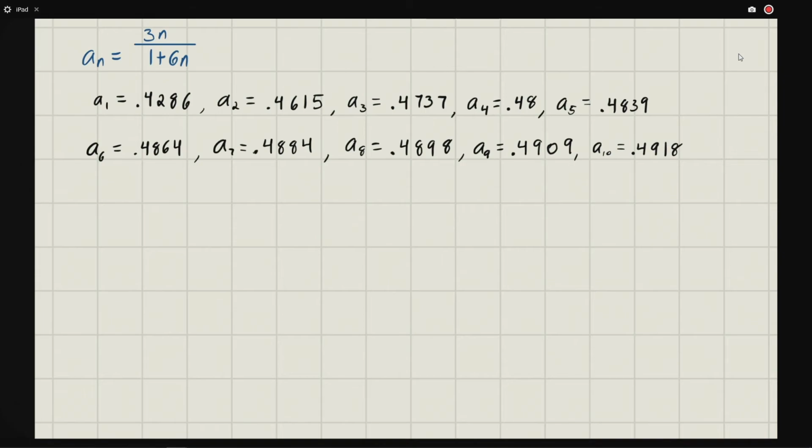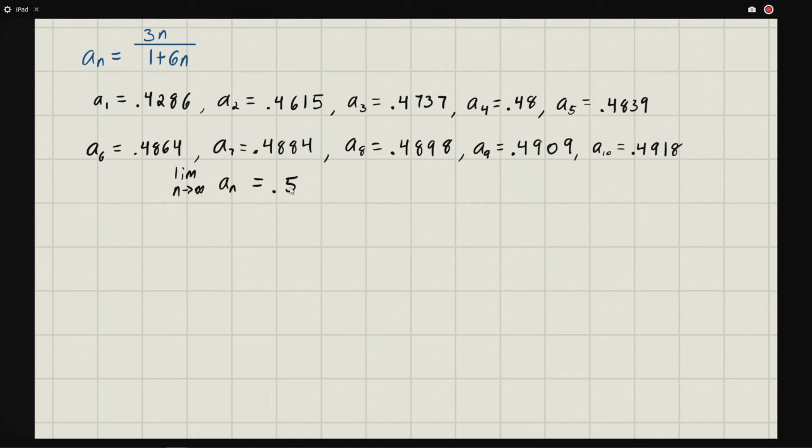All right, so here are the 10 values. We start off here at 0.42, and we're slowly going up, 0.46, 0.47, 0.48, and we hang out at 0.48 for a while. These numbers increase, the last two, and then we get to 0.49. So this appears to be going to 0.5. So the limit as n goes to infinity of this sequence a_n appears to be 0.5.